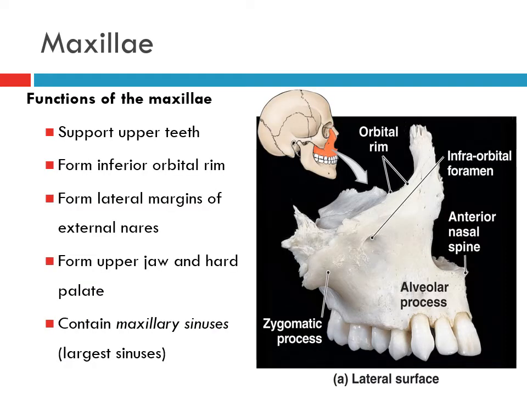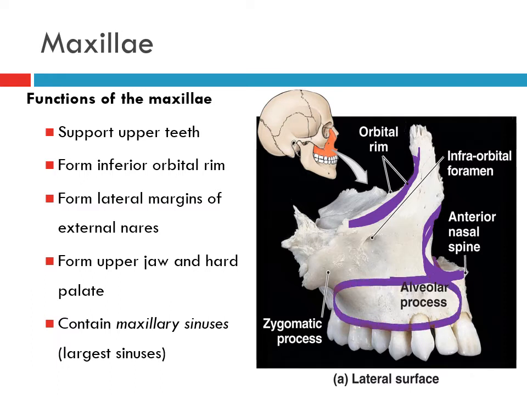The maxilla supports the upper teeth, forms the inferior rim of the orbit, so the inferior eye socket here, forms the lateral margin of the external nares, so the lateral margin of the external nose right here, the upper jaw and the hard palate here, and it contains the maxillary air sinuses, which are the largest sinuses. And you can see in this picture that it goes from the nose out, holds all of the teeth, and so the two maxilla come together in the very center of your face.